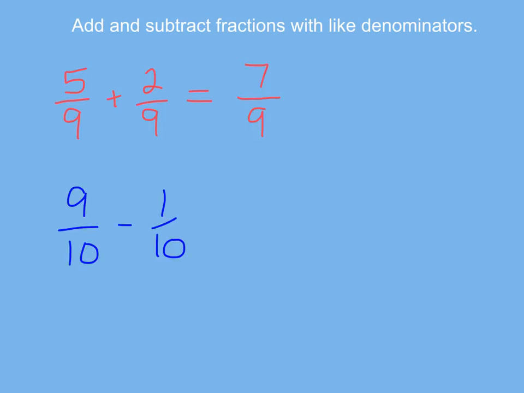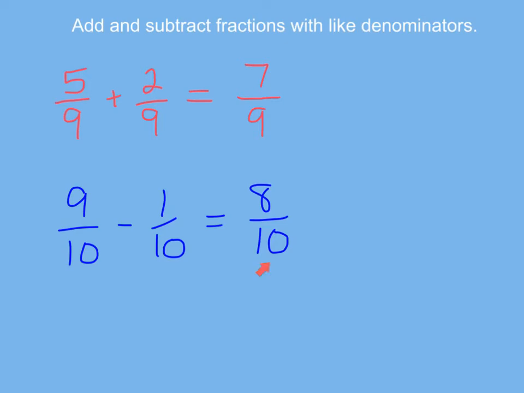Subtraction is going to work the same way. If I have denominators that are the same, I'm ready to go. Okay, so I know my answer here is going to be tenths. I have 9/10, and I'm taking away 1/10. Okay, so I have 9 of those tenths. I'm taking one of them away, one of those tenths. I now have 8, and I'm still dealing with tenths, so I have 8/10.